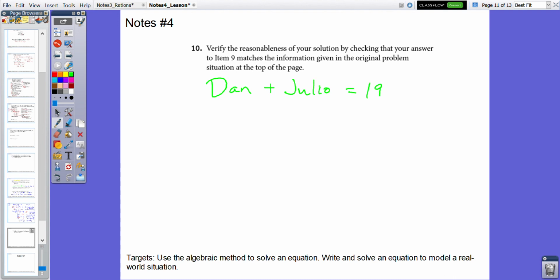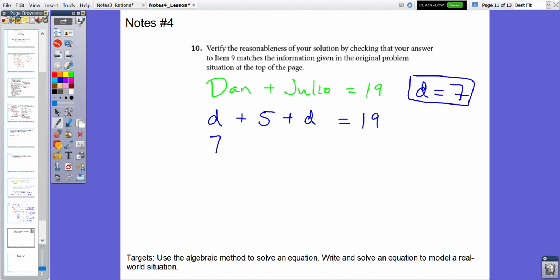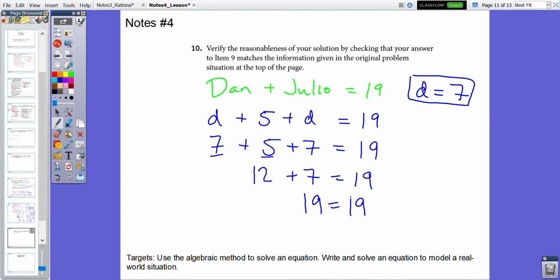Here's how we can figure this out. We go back to our original: d plus 5 plus another d equals 19. We're going to test the solution, d equals 7. So we get 7 plus 5 plus 7 equals 19. Combine the first two: 7 plus 5 is 12. 12 plus 7, does that still give me 19? You betcha. 19 equals 19, therefore we have the right solution here.